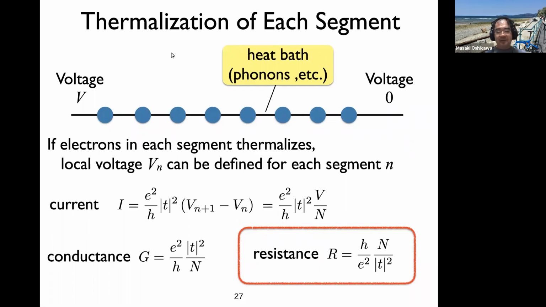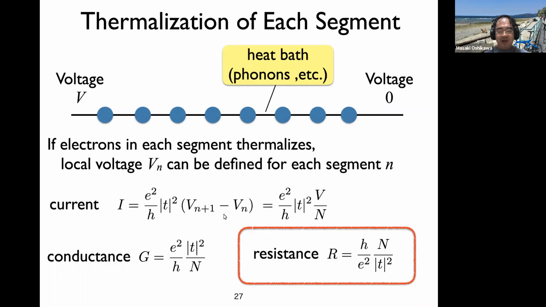Then you can apply this Landauer formalism because each segment now also acts as a reservoir because of this summarization. Then the current between segment n plus 1 and segment n is given by this Landauer formula, e squared over h times T squared times this voltage difference. But because the current is conserved, in the steady state, all the junctions must have the same current flowing through. So you can equate all the currents.